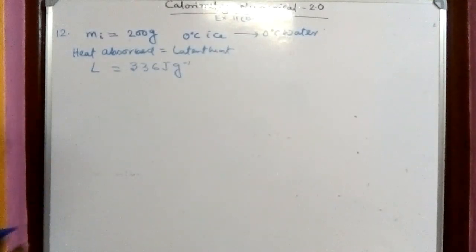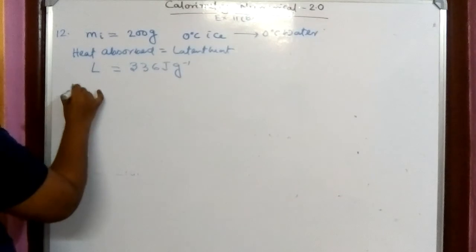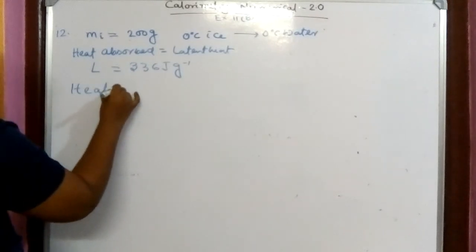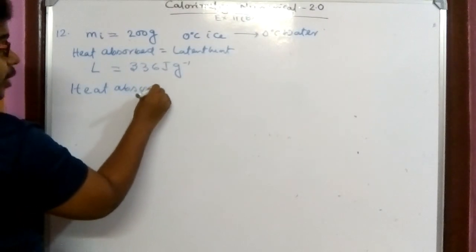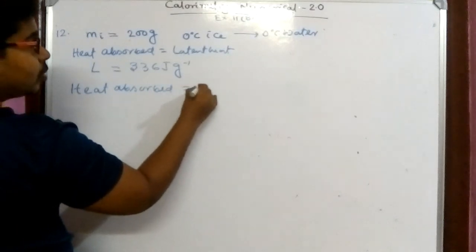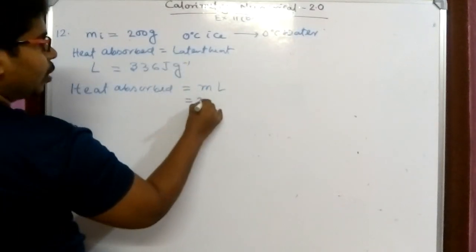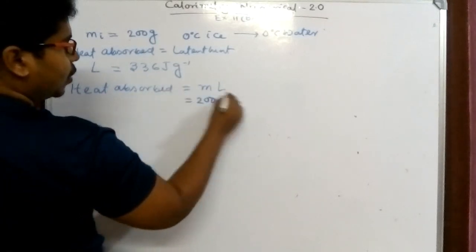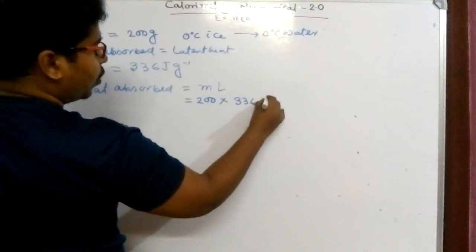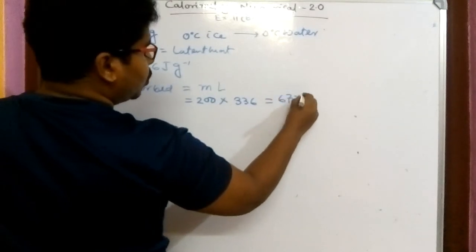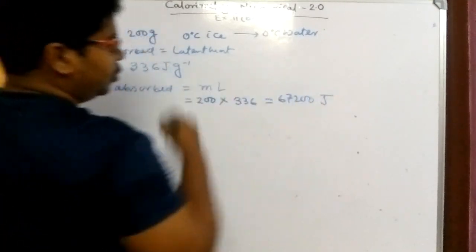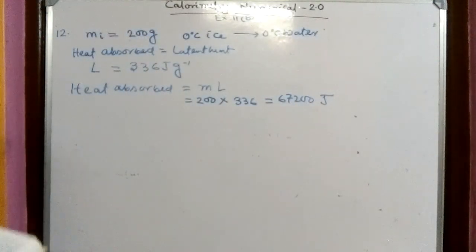Okay, so how much heat is absorbed? The heat absorbed, that is your latent heat, is equal to M into L. What is the mass? It is 200 gram, and L is 336. Okay, so it is 67200 joule. Okay, now there is a twist.